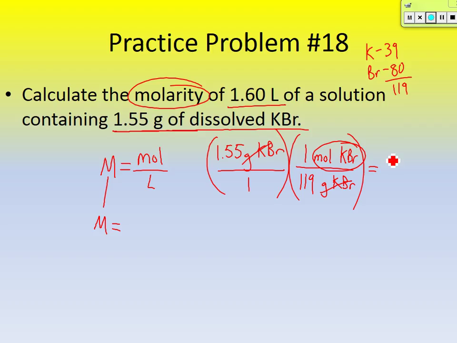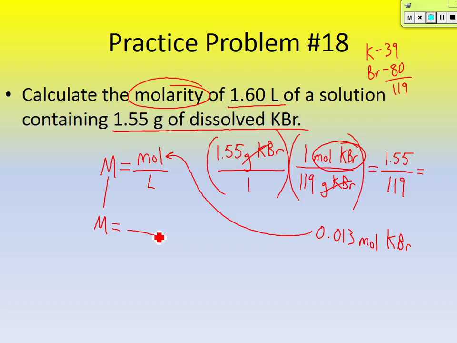1.55 times 1 is 1.55. 1 times 119 is 119. So all we have to do is divide it. 1.55 divided by 119. Are you guys getting this? 0.013. And my units are going to be moles of KBr. Now, is that my answer? No, that's just the moles. So that's what we're going to plug in on the top.